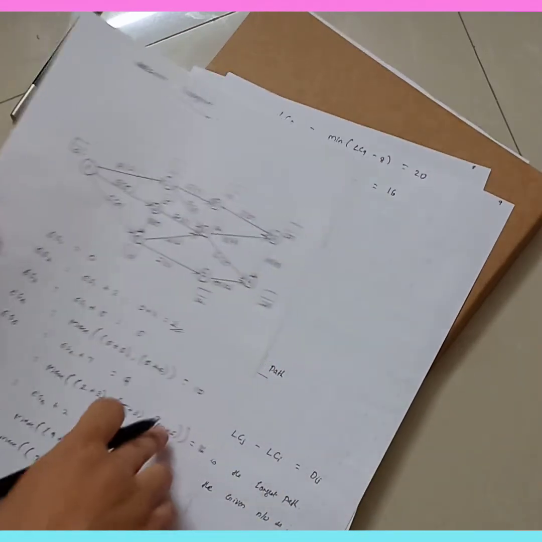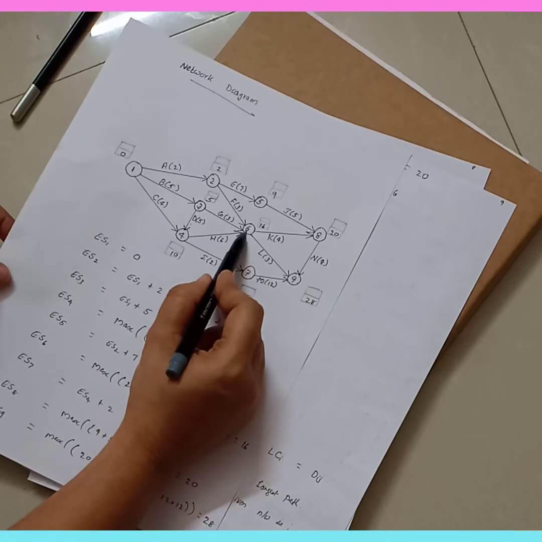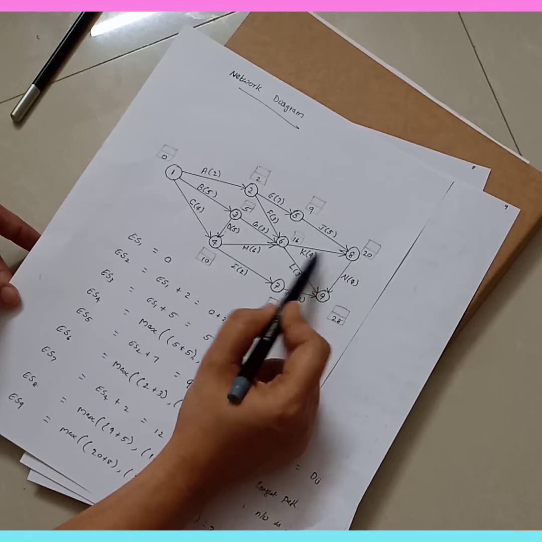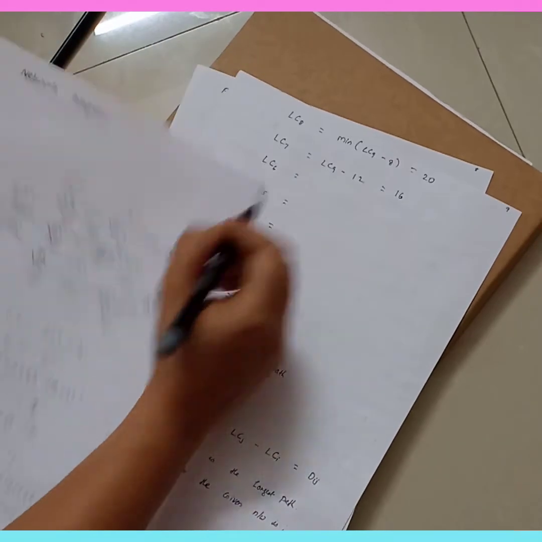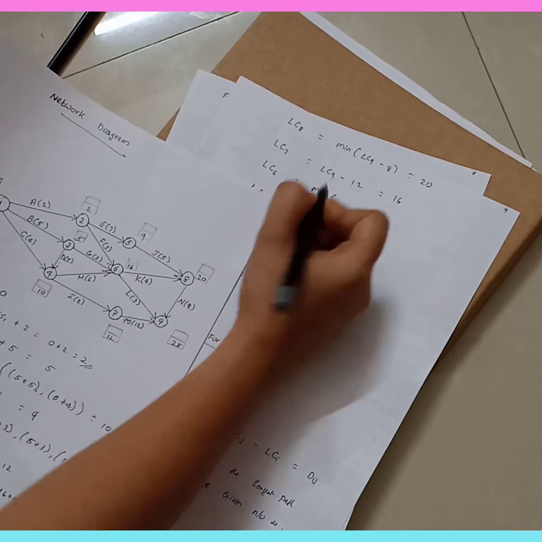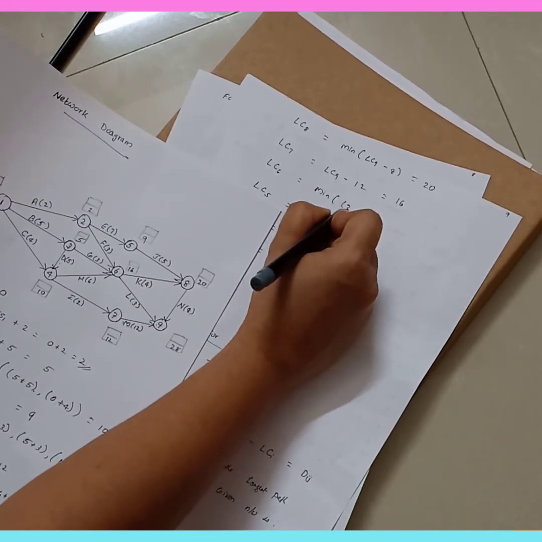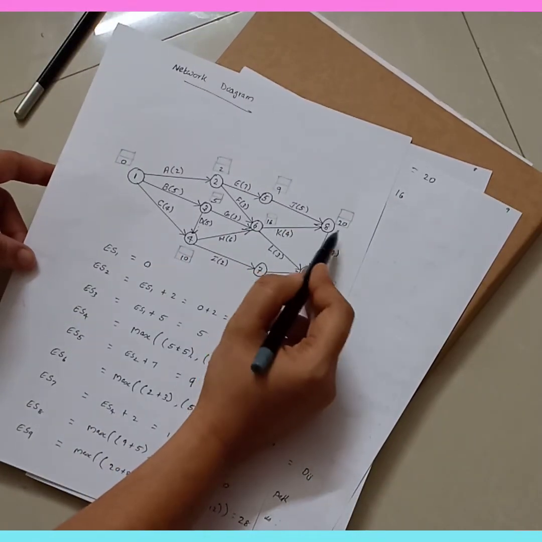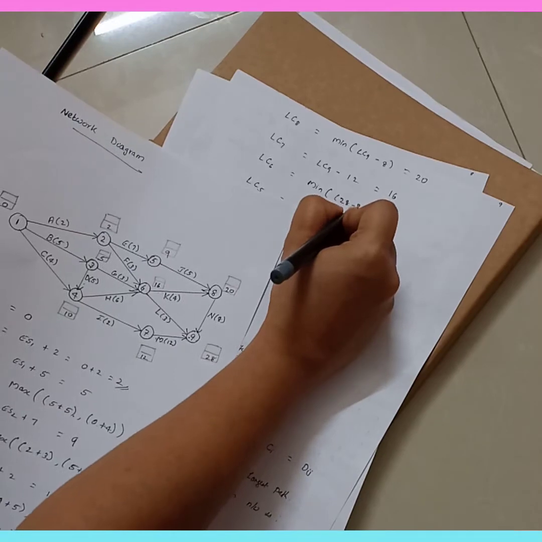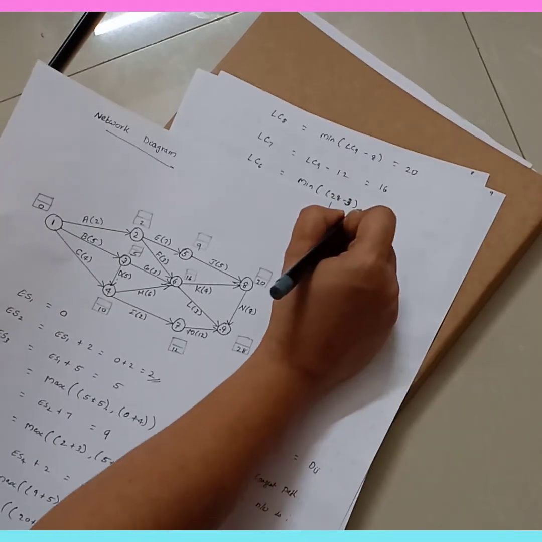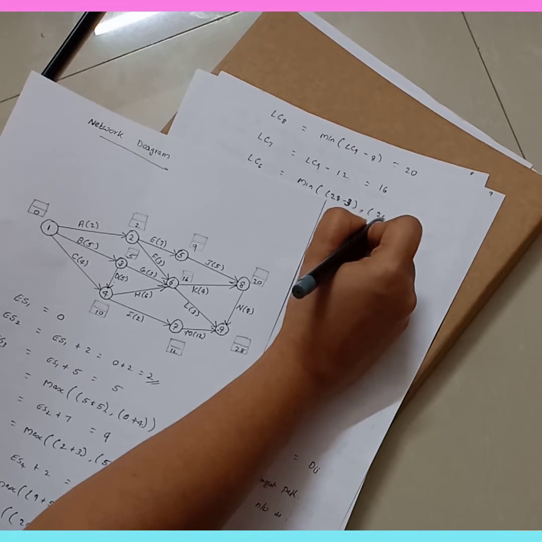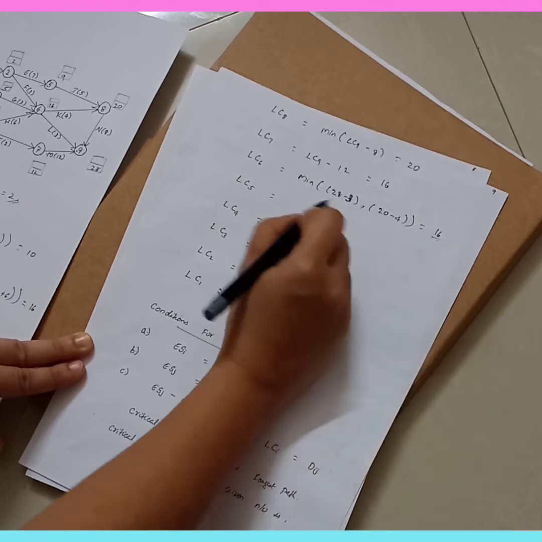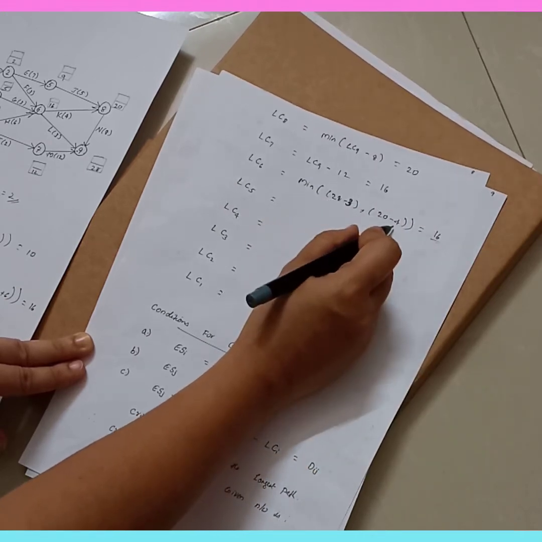Then LC6. For the 6th node, you can see there are two activities, K and L. One is coming from 8 and one is coming from L. So you have to apply this formula. Minimum of LC6 is equal to minimum of 28 minus 3, that is activity L, comma, then 20 minus 4. 28 minus 3 is 25 and 20 minus 4 is 16. So you will get it as 16.